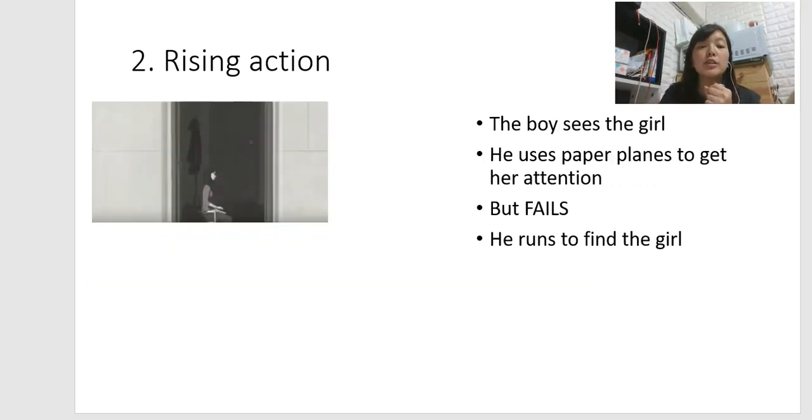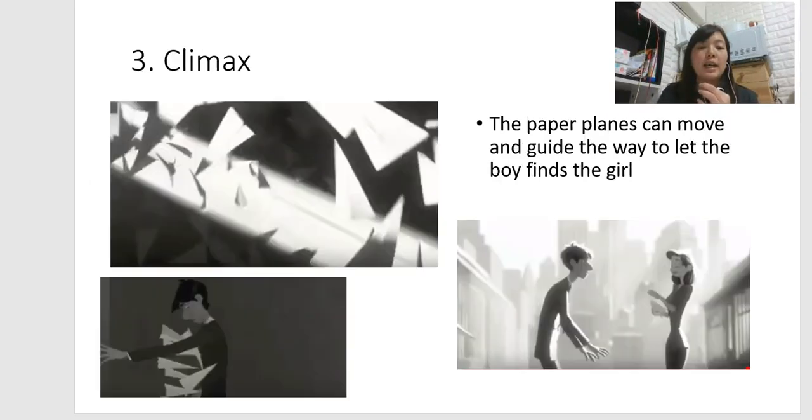And the story continues, okay? The boy sees the girl, and then he starts to use the paper planes to get her attention, but fails. So he starts to run to the street and look for the girl. And at a certain moment, the turning point. Of course he fails in the beginning. He couldn't fly the airplane to get the girl's attention, and he couldn't see the girl on the street. So at one point, there's a climax. The turning point is that all the paper planes start to move and guide the way to let the boy find the girl. So this is the climax.